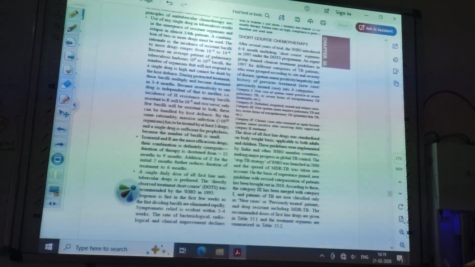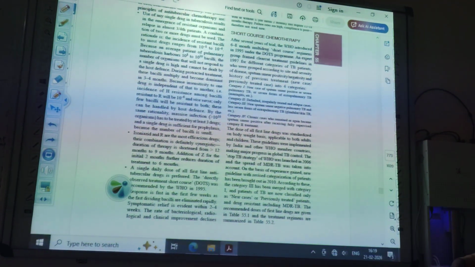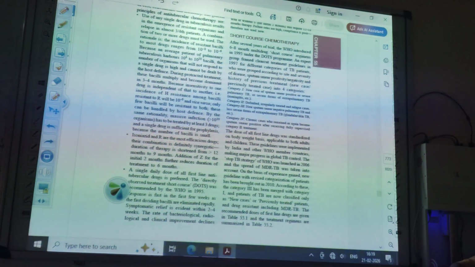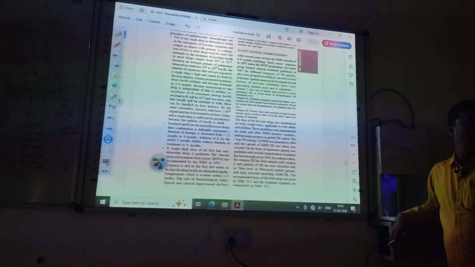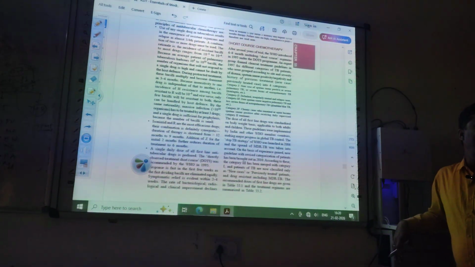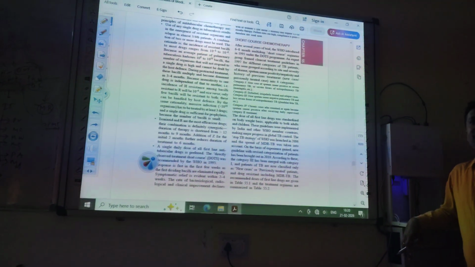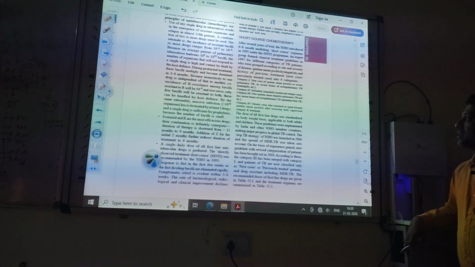Then short course chemotherapy. The 12 to 18 months is a very long time. No one wants such type of long-term therapy. That's why we have to reduce the time. To reduce the time, that means we have to give more drugs.